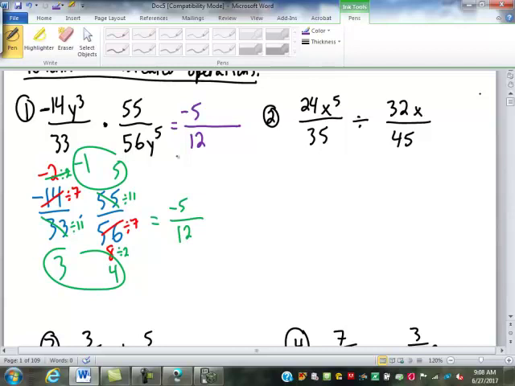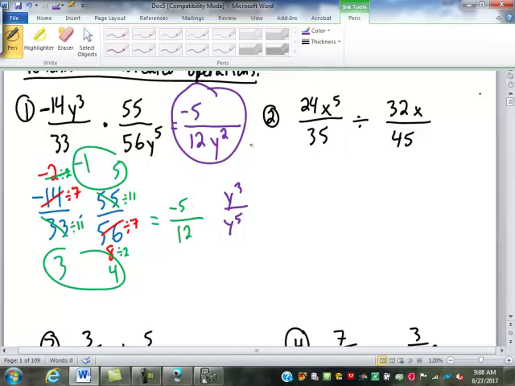Next we have the variables. I can do it right in the problem, or I can pull them out. I've got a y to the third on top and a y to the fifth on bottom. Y to the second on bottom? Y to the second on bottom. The larger one is on bottom, so that ends up on bottom, and then 5 minus 3 is 2. So I've got negative 5 over 12y squared.